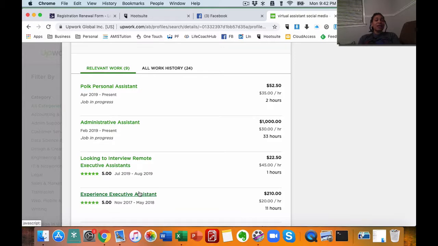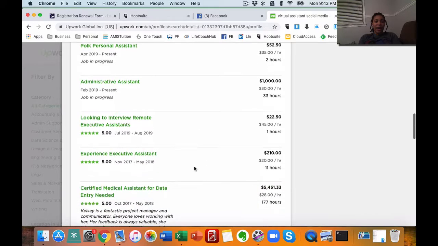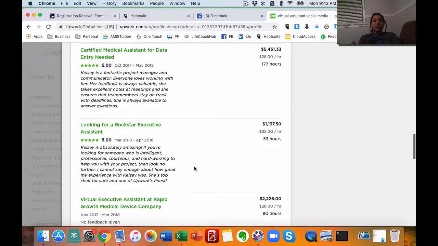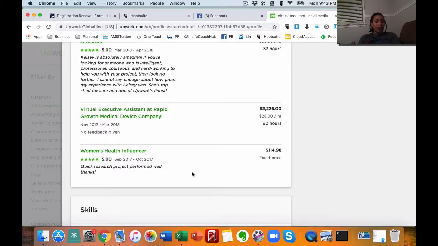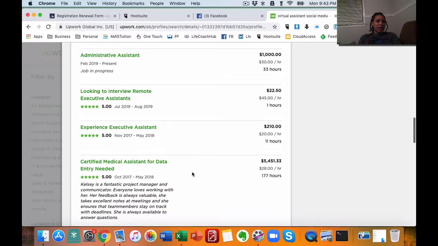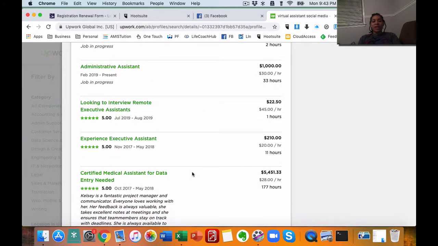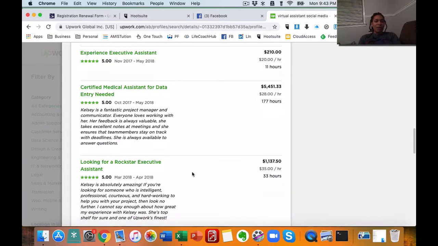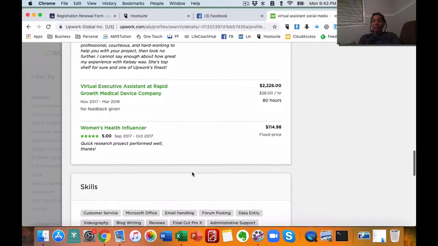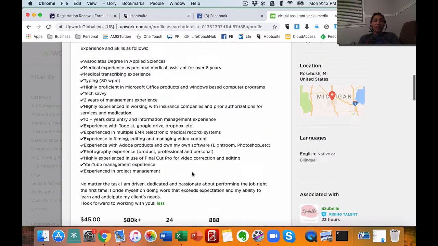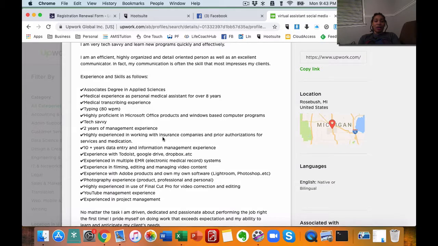Now, what's key to look at in their work history and their feedback is to make sure that the thing that you are wanting from them is reflected in the reviews that you're looking at, right? So if you're looking for someone who manages social media, but all of their reviews say something else like data entry or executive assistant, and you don't see anything that says social media, well, then that may not be the person for you, even if they say that they're tech savvy and they are social media savvy.